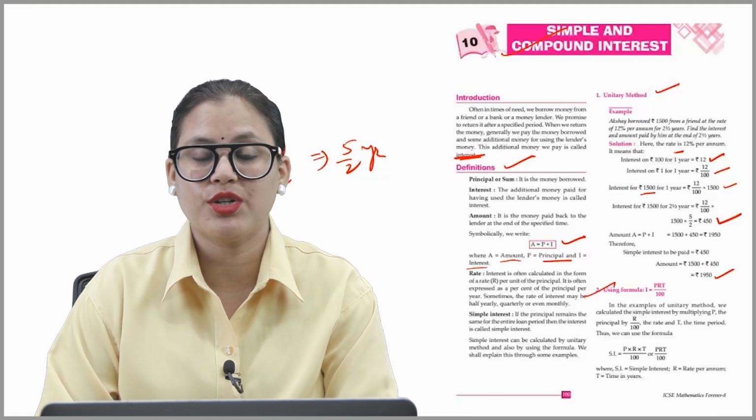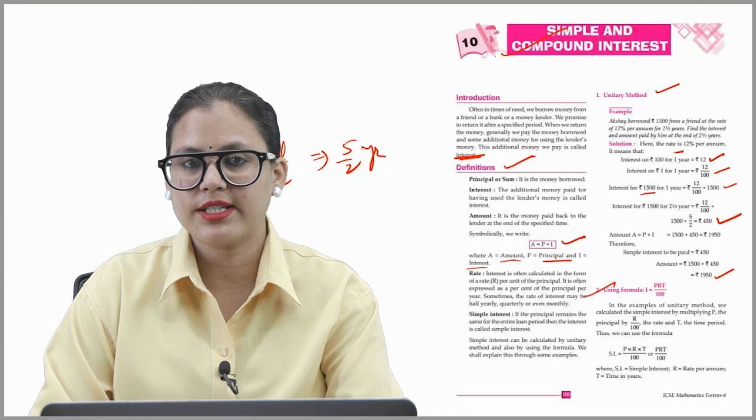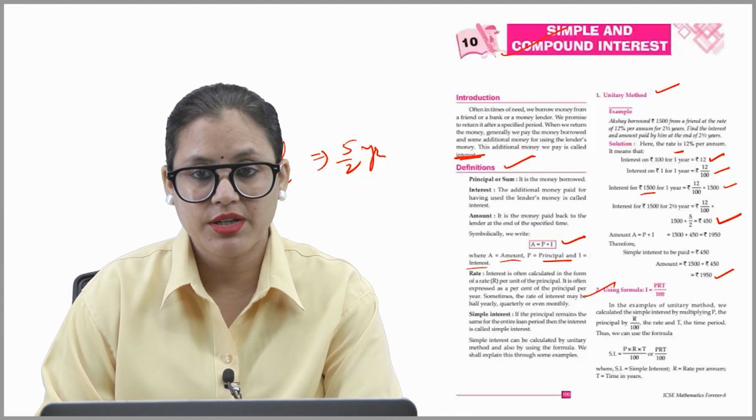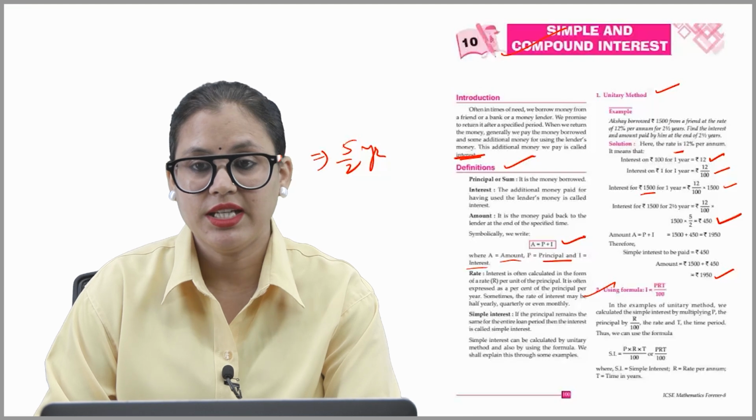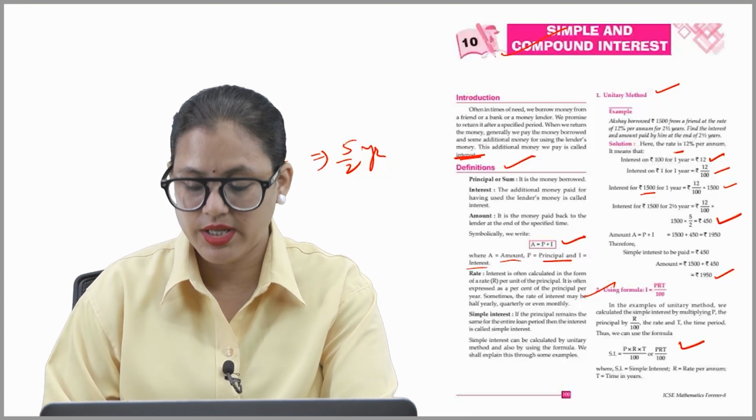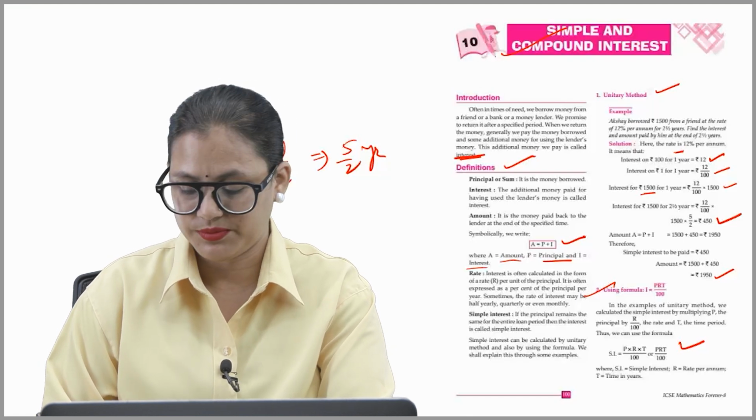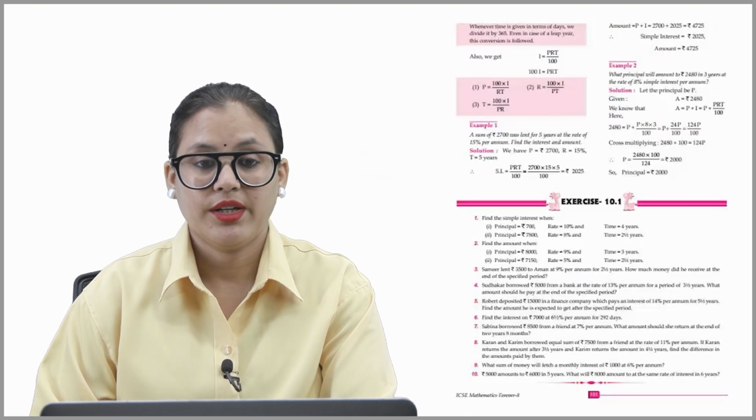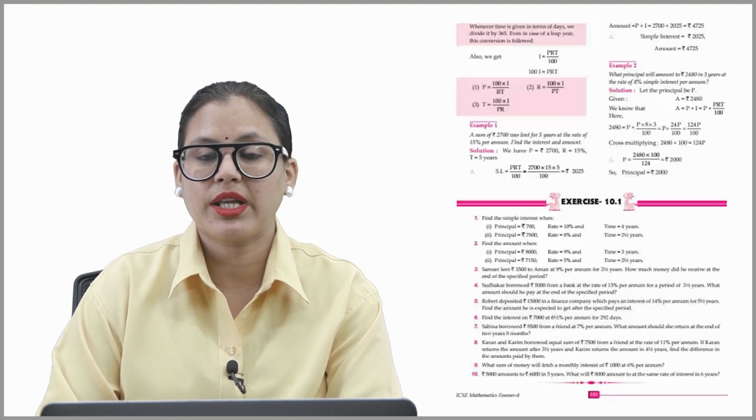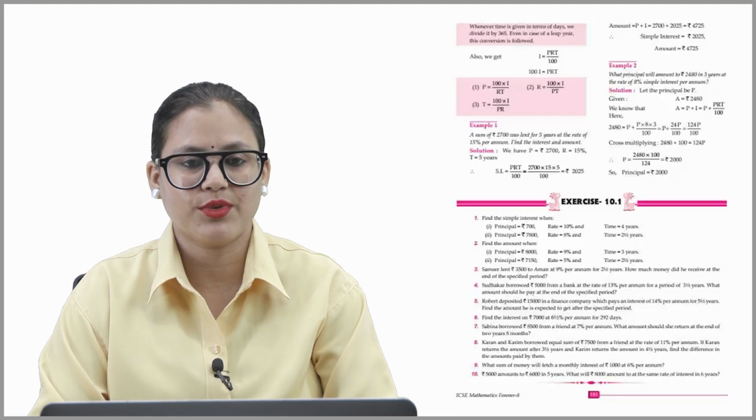Okay. Number 2, using the formula. Interest is equal to P into R into T upon 100. In the examples of the unitary method, we calculated the simple interest by multiplying P, the principal, by R by 100, the rate, and T, the time period. Thus, we can use this formula, where SI means simple interest, R means rate per annum and time in years. Whenever time is given in terms of days, we divide it by 365. Even in case of a leap year, this conversion is followed.